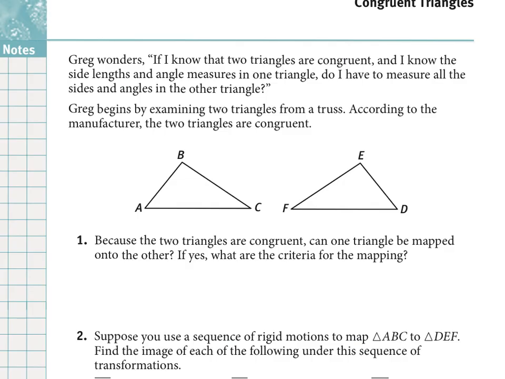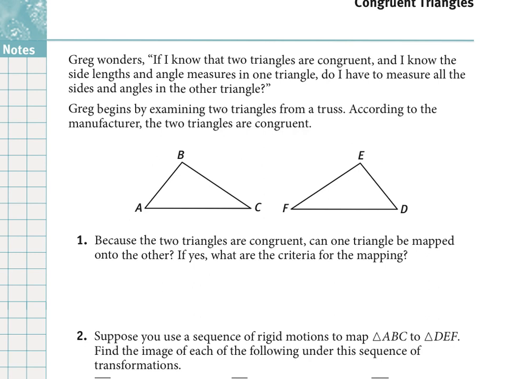Here, Greg wonders, if I know that two triangles are congruent, and I know the side lengths and angle measures in one triangle, do I have to measure all the sides and angles in another triangle? Greg begins by examining two triangles from the truss. According to the manufacturer, these two triangles are congruent. So below on question number 1, it says, because we know the two triangles are congruent, can one triangle be mapped onto the other? If yes, what are the criteria for mapping?